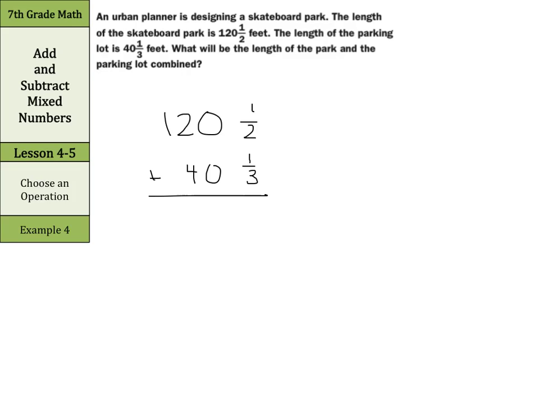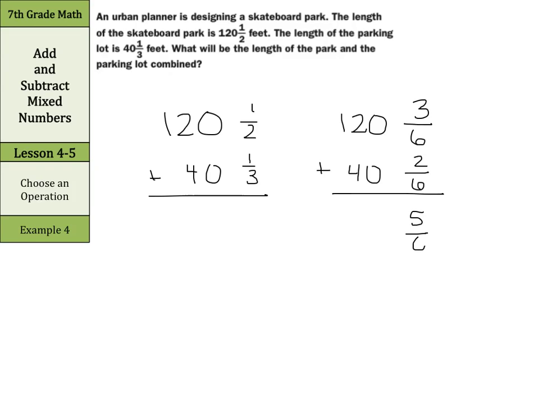1/2 and 1/3, we need to find common denominators. This is going to be 120 and so many sixths plus 40 and so many sixths. Our lowest common denominator for 2 and 3 is 6. 2 times 3 is 6, so 1 times 3 is 3. 3 times 2 is 6. 1 times 2 is 2. Add these up. 3/6 plus 2/6 is 5/6. And 120 plus 40 is 160 and 5/6 feet.